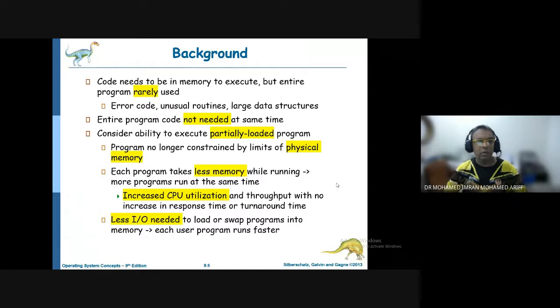So basically, why do we need demand paging and demand segmentation? It is simply because codes or programs that need to be executed need to be in the memory, but not the entire program is used. When a process needs to be executed by the CPU, not all the code needs to be inside the memory for the CPU to run.